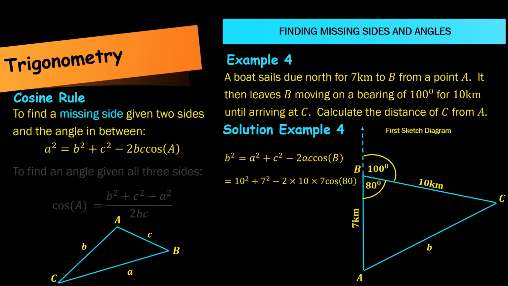And then calculating gives us 149 minus 140 times 0.17364, which gives us 124.6904. Finally, square rooting gives us that B is equal to 11.2 kilometers to 1 decimal place.